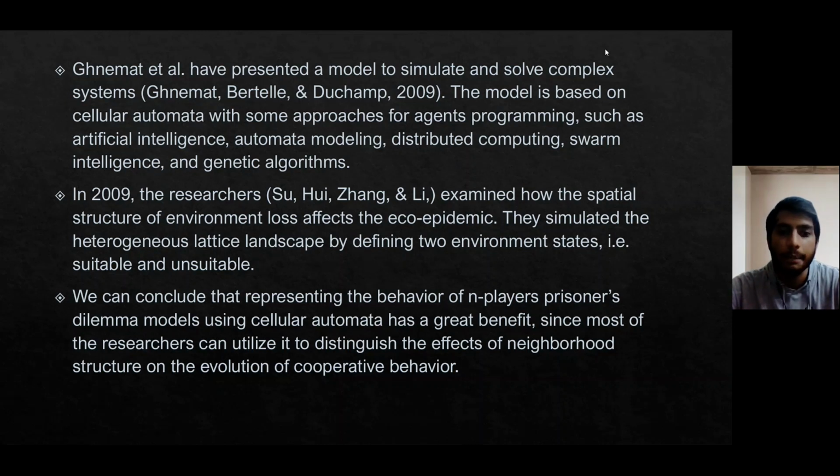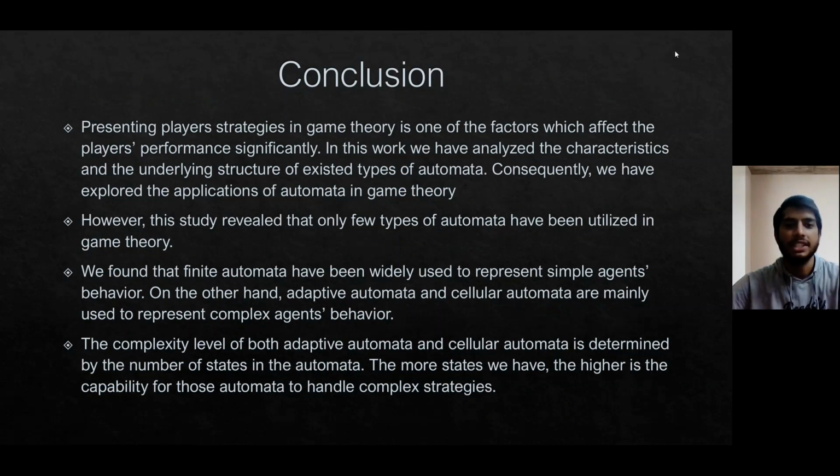We can conclude that representing the behavior of n players in the prisoner's dilemma model using cellular automata has great benefit since researchers can utilize it to distinguish the effect of neighborhood structure on the evolution of cooperative behavior. Conclusion. Presenting players' strategies in game theory is one of the factors which affects the player's performance significantly. In other words, we have analyzed the characteristics and the underlying structures of existing types of automata. Consequently, we have explored the application of automata in game theory.